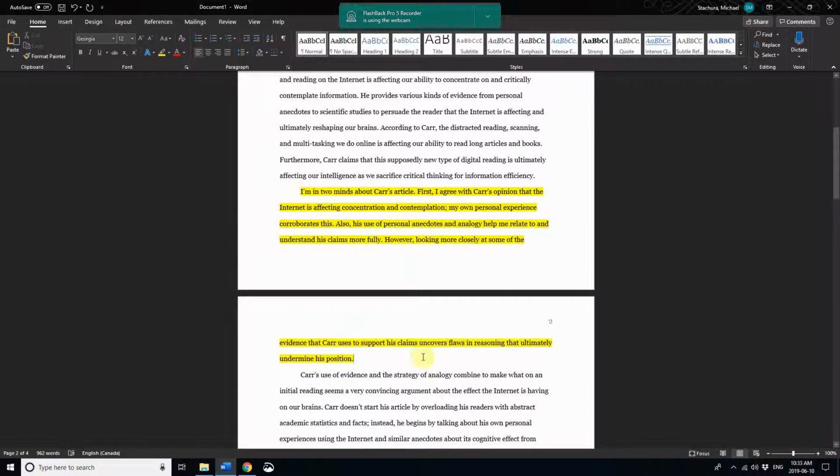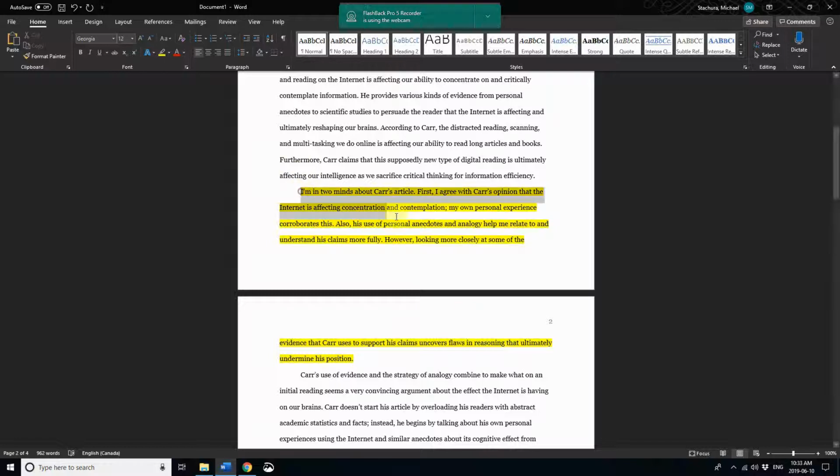Basically, when it comes to writing a thesis statement, you can do one of 3 things. You can agree with the article, or you can disagree with the article. Two very, very simple ways to respond to an article. You can agree, or you can disagree.